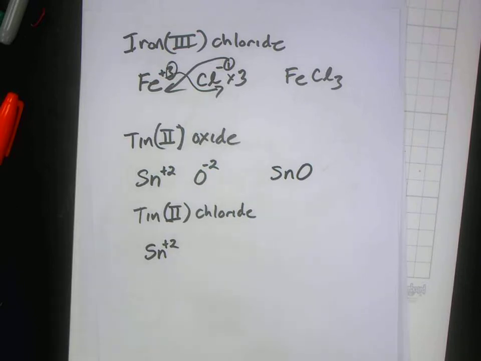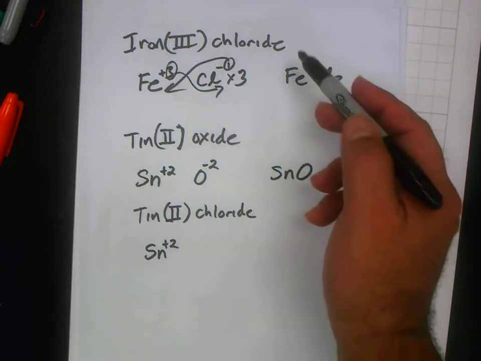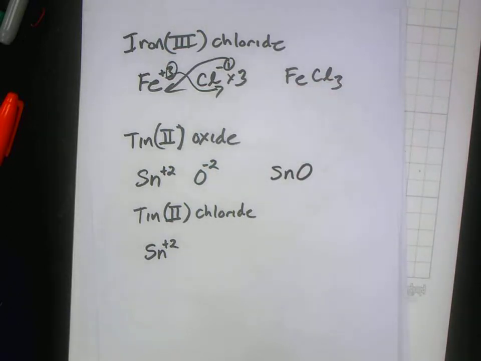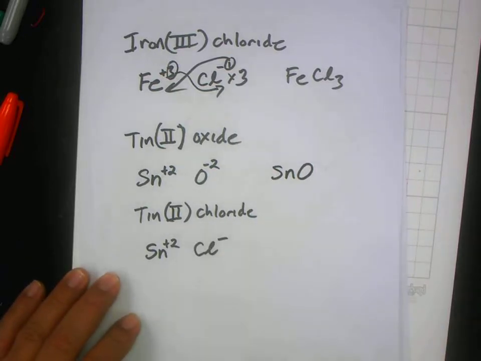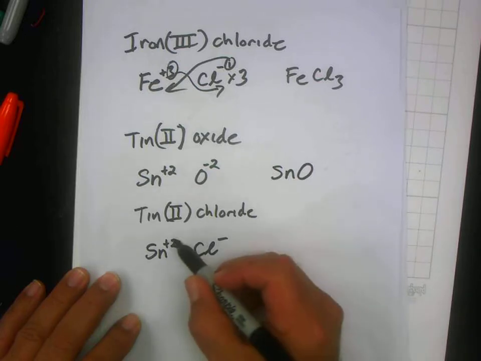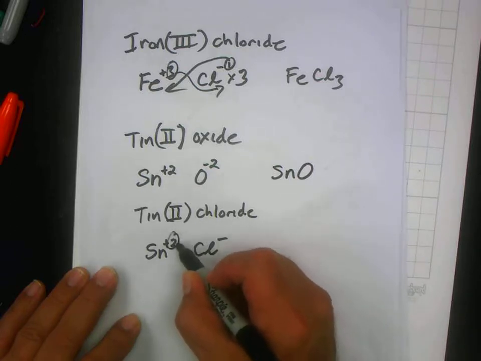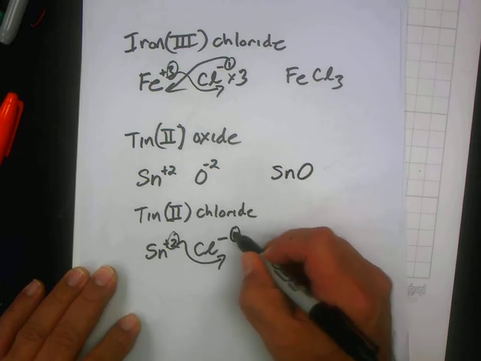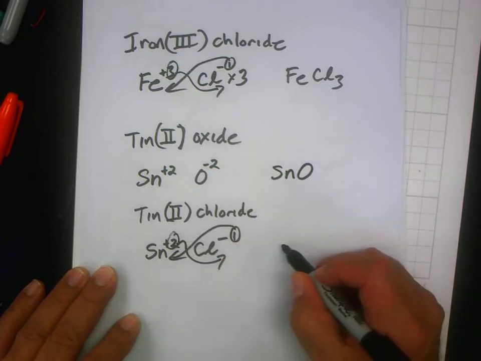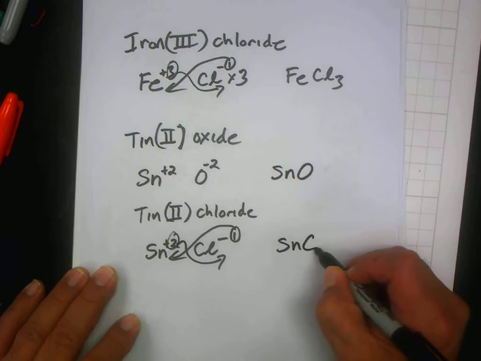And chloride, or chlorine, just like we saw up here, is a negative 1. Or once again, we could go to the periodic table. Chlorine's in column 17. The chlorine has a negative 1 charge. And if we do our shortcut, the 2 on the charge for tin is the subscript for chlorine. The 1 in the charge for chlorine is the subscript for tin. And we end up with SnCl2.